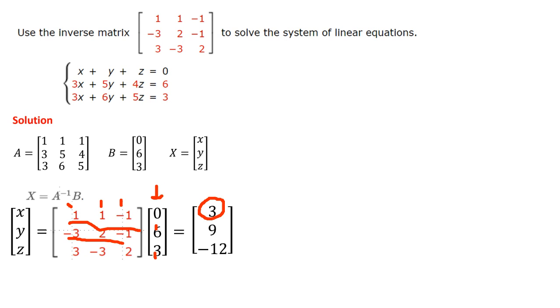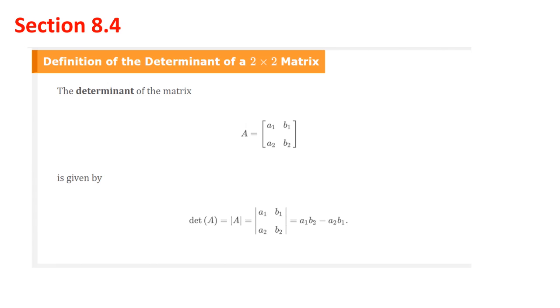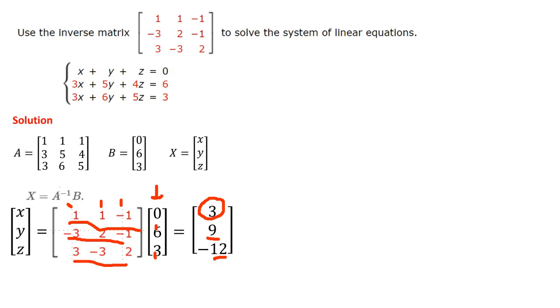Then we go to the second row. Negative 3 times 0 is 0. 2 times 6 is 12. And negative 1 times 3 is negative 3. So if we add negative 3 and 12, we get 9. And then the last one, 3 times 0 is 0. Negative 3 times 6 is negative 18 plus 6. So we end up with negative 12. So my solution is going to be, x is equal to 3, y is equal to 9, and z is equal to negative 12. Okay.